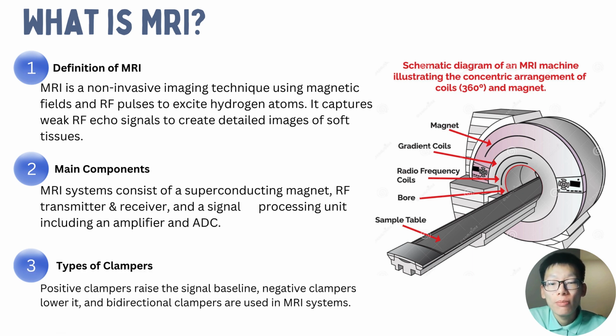Nowadays, the MRI has become a common medical device, a non-invasive imaging technique used in hospitals. It uses strong magnetic fields and radio waves to produce detailed images of the internal organs and soft tissues of the human body. It is also convenient for some people who can't use other types of scanners such as the CT scanner or the X-ray. The clamper circuit also plays an important role in MRI. Here are the three types of clampers, and the bidirectional clamper is used in the MRI system.